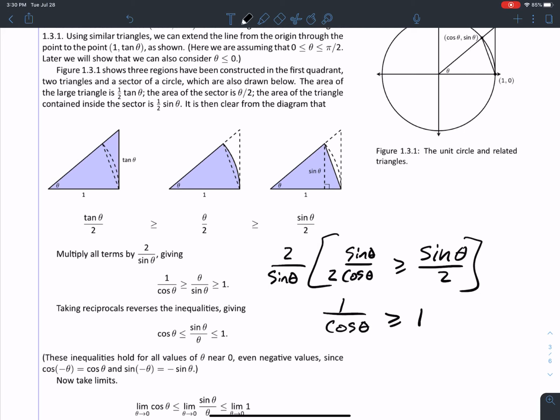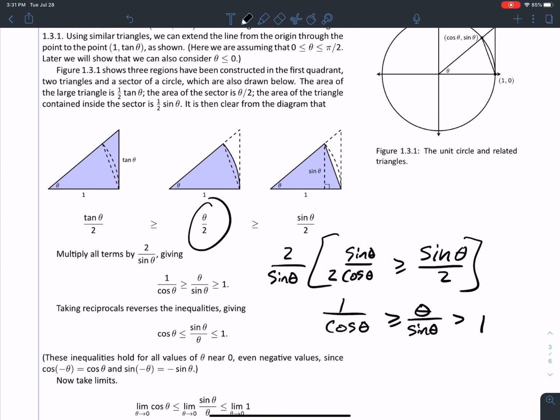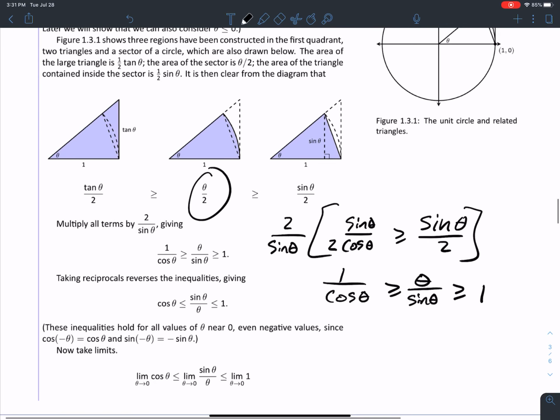Now, I also have this theta over 2 in the middle here. So I'm going to move this over a little bit. And I'm going to have theta over sine theta. And then my 1 here. Okay? Because when you multiply theta over 2 by 2 over sine theta, you get this right here.